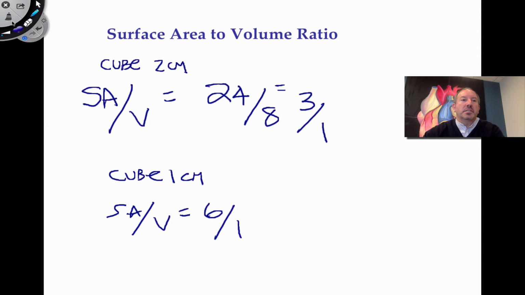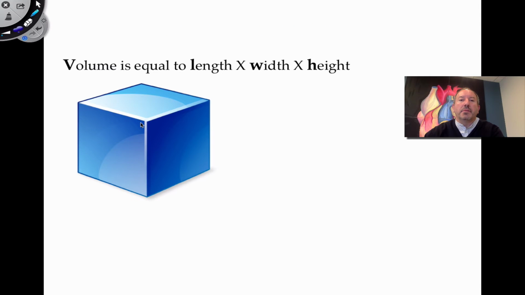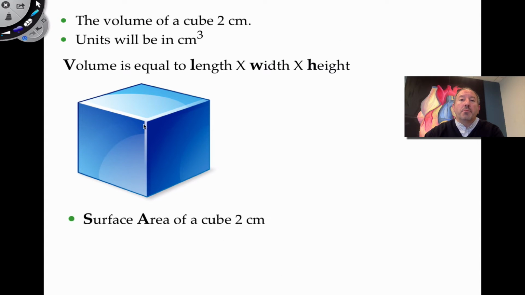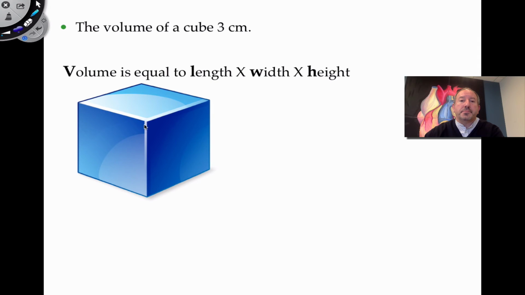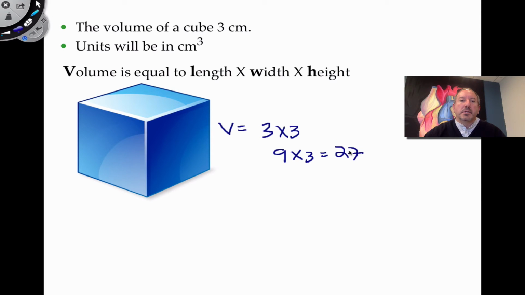And so let's continue. It might be totally clear now, but let me go through one more example, if you don't mind, and say what happens if we go to 3. Again, the volume, let's do this together. The volume is length times width times height. So 3 times 3 is 9, times 3 equals 27. So you have 27 cm cubed.